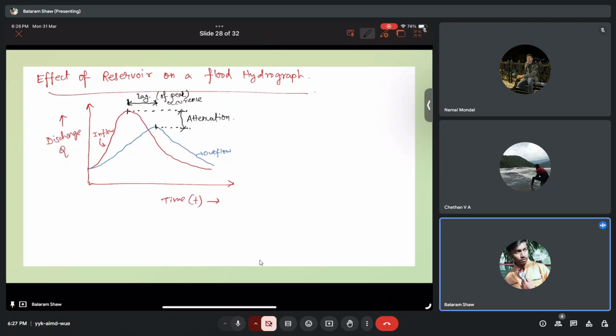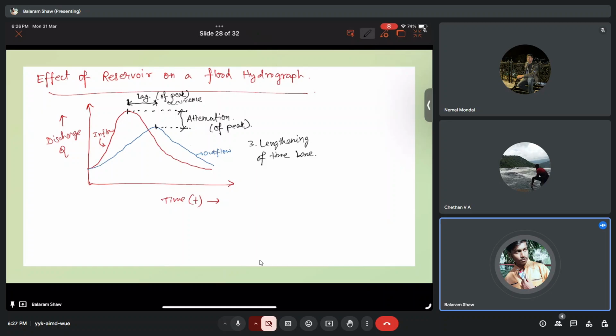So the third difference is the lengthening of time base. You remember what time base is? The total time required from the start of the hydrograph to the end of the hydrograph, that we called time base. Remember? So the length of the time base will also vary between the outflow and inflow hydrograph.